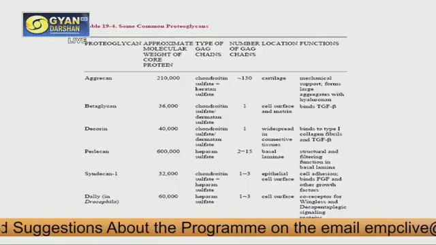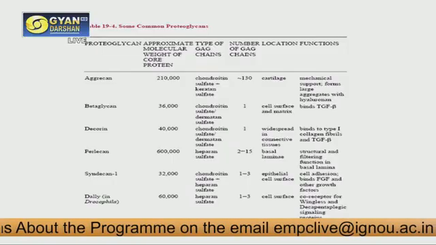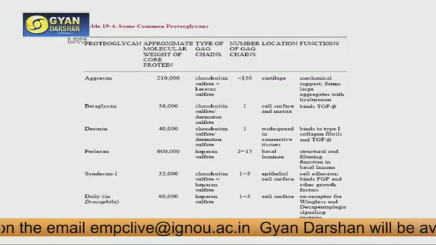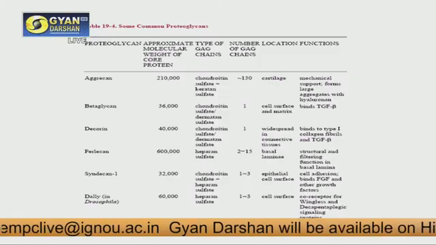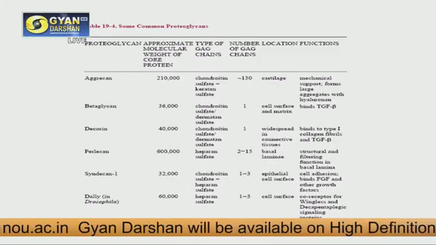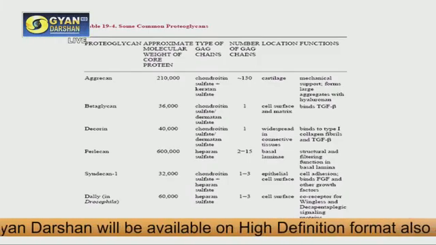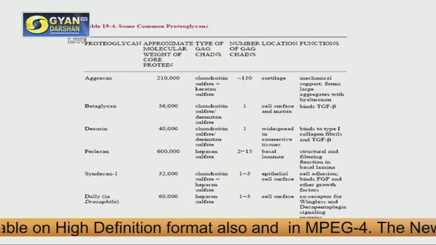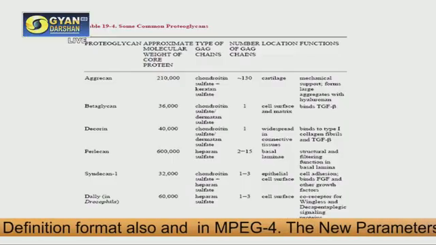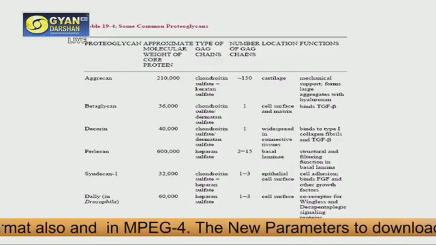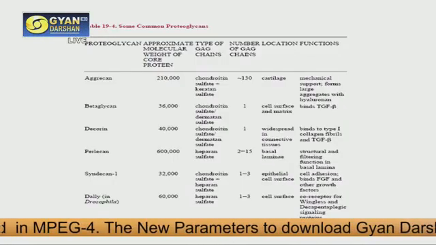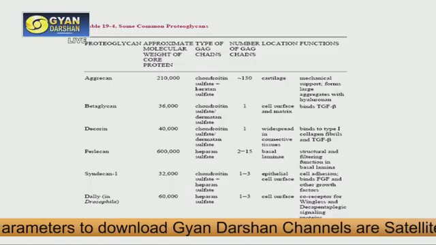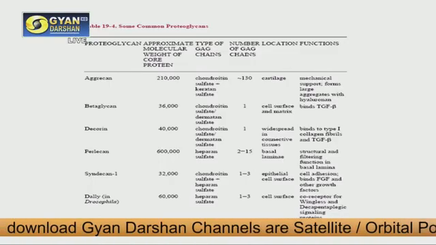Then decorin, that is distributed in connective tissues. Perlecan, this is in basal lamina. We will talk about basal lamina also in the later half. Syndecan, this is on the epithelial cell surface. Dally, that is in Drosophila, that is again present on the cell surface. And see, each of them has its own functions. These functions are mostly connected to the cell signaling process also.